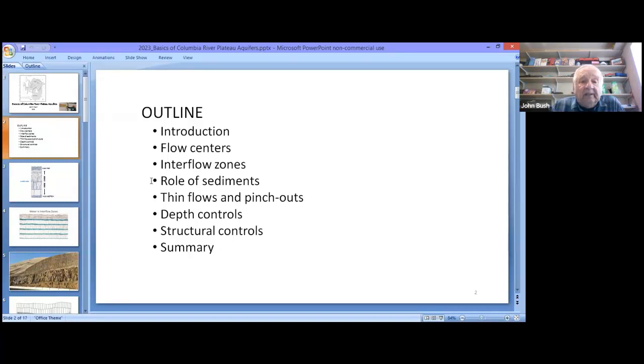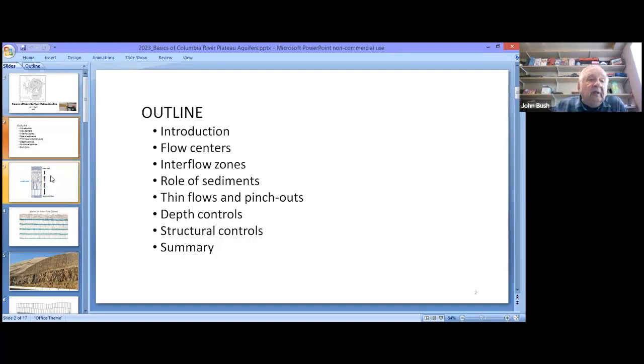I will try not to get too carried away with that. That's my little cross to carry. I think the role of sediments has been overlooked. Then thin flows and pinch outs, and just a comment or two about depth controls. And we're going to introduce structural controls, which is the topic for the next lecture.